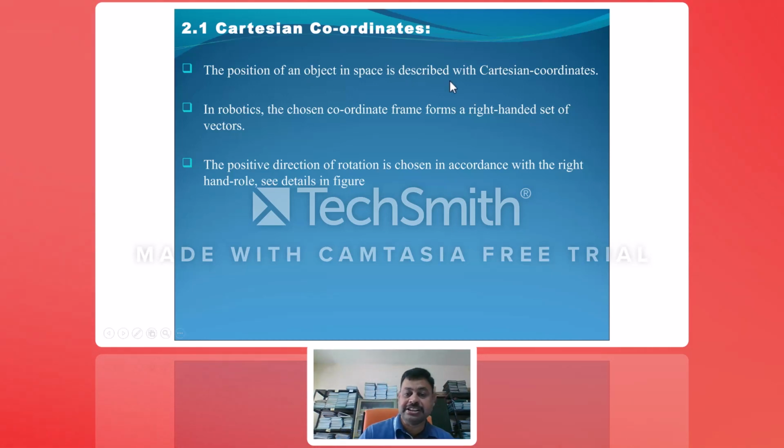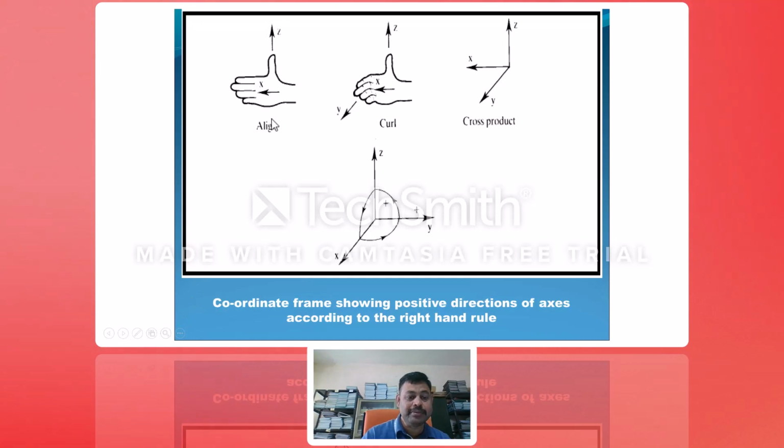The position of the object in space is described with the Cartesian coordinates. In robotics, the chosen coordinate frame forms a right-handed set of vectors. This right-handed set is available in the next slide, showing that the positive direction of rotation is chosen in accordance with the right-hand rule. This is clearly described and aligned here. Look at this, this is X, this is Z, up and down movement, and here Y is available. If you put the coordinate system here, you will get the X, Y, Z. So this is represented.